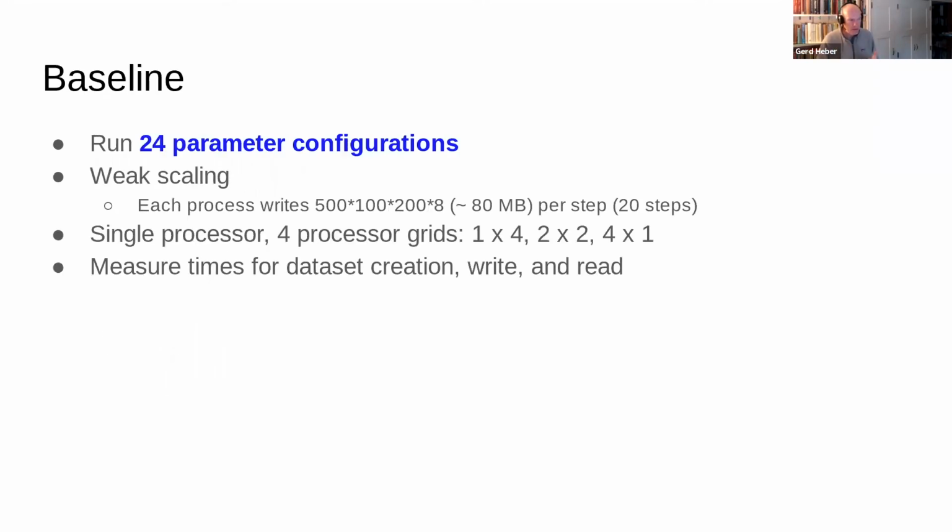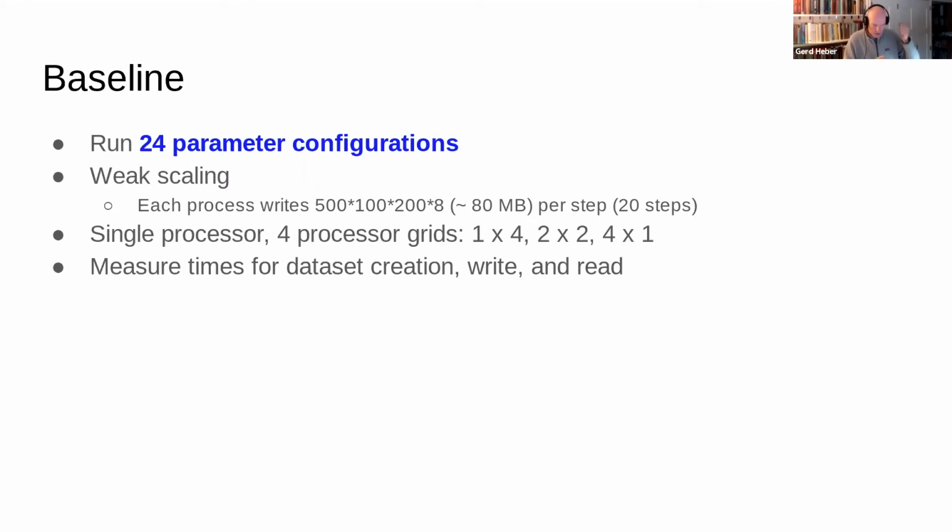Okay, so baseline, remember 24 combinations. We are only interested for part 1 in weak scaling. And just a quick back of the envelope calculation, we are doing 20 steps. And in each step, we are writing 500 arrays. Each of them is 100 by 200 times double precision. So we are writing about 80 megabytes per process per step.